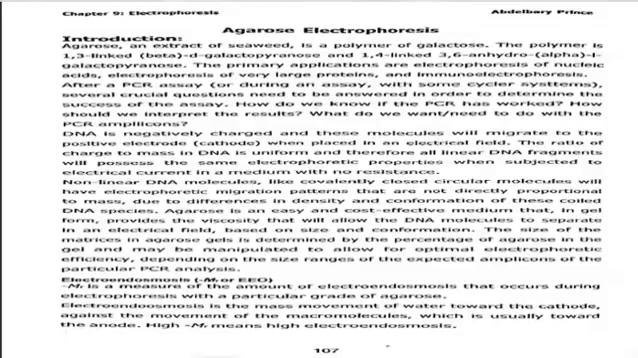Agarose electrophoresis. Introduction. Agarose, an extract of seaweed, is a polymer of galactose. The polymer is 1,3 linked beta-D-galactopyranose and 1,4 linked 3,6 anhydro alpha-L-galactopyranose. The primary applications are electrophoresis of nucleic acids, electrophoresis of very large proteins, and immunoelectrophoresis.